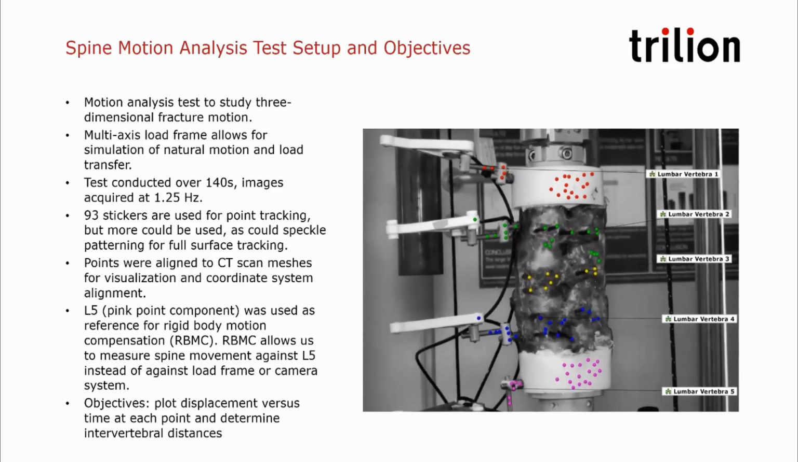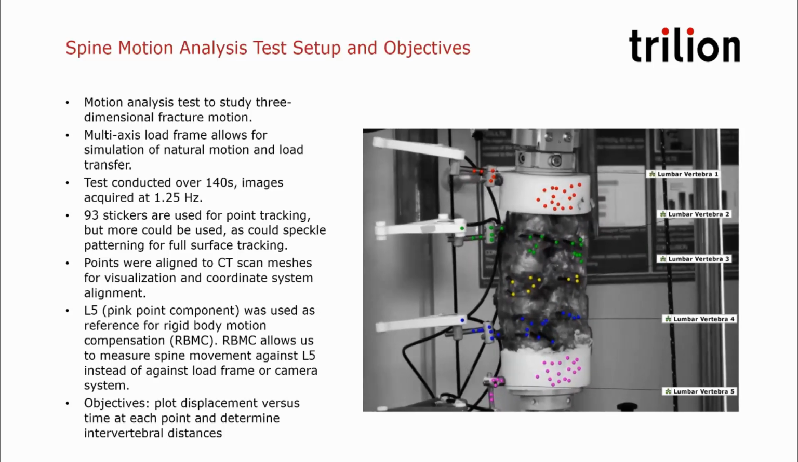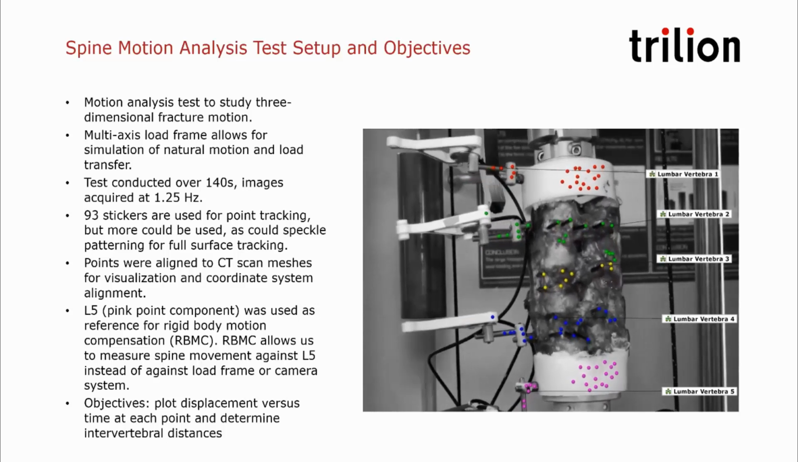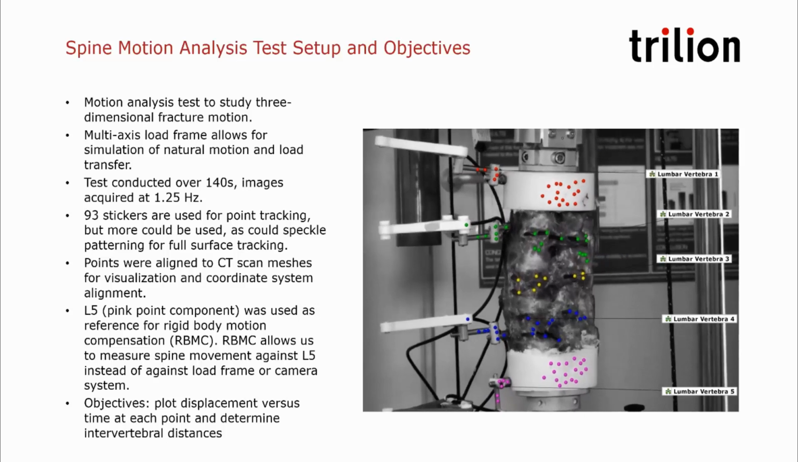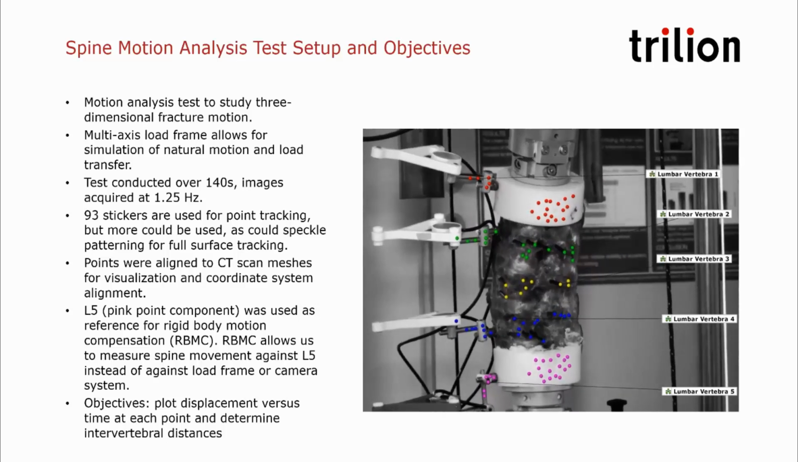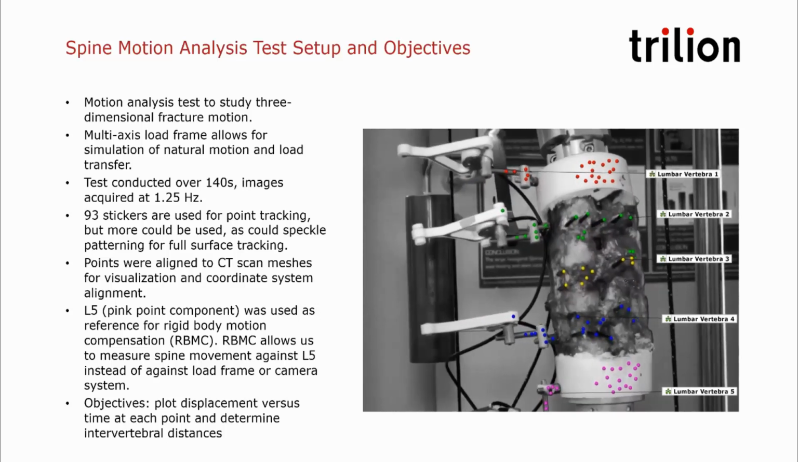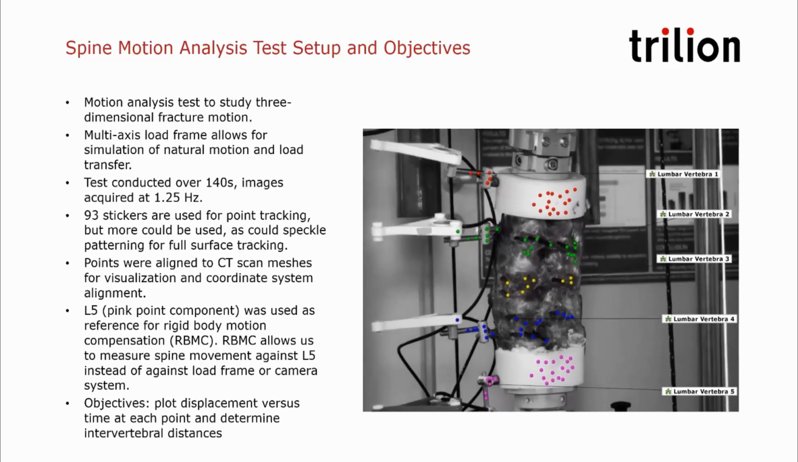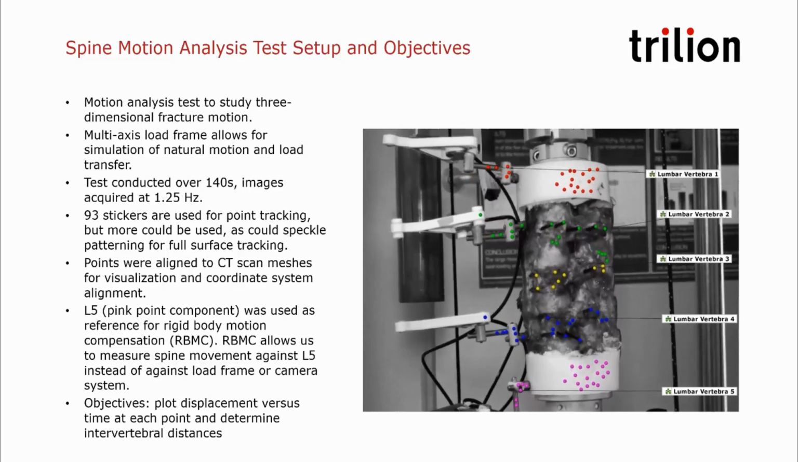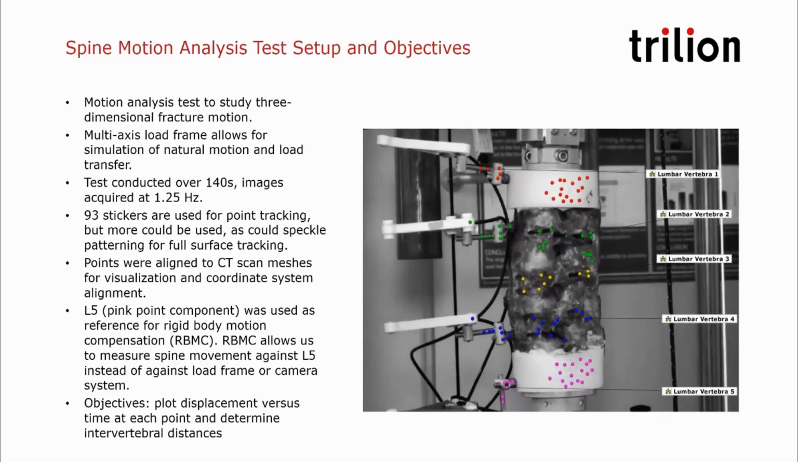We ran this test over the course of 140 seconds, capturing images at about 1.25 hertz. We used 93 stickers for point tracking. Everywhere we put down a sticker, we're getting a coordinate in 6 degrees of freedom. But we could use more, and we could also use speckle patterning for full surface tracking. Unfortunately, I'm not at liberty to share the relevant project, but I have done very similar tests before, and the speckle patterning turned out beautifully.